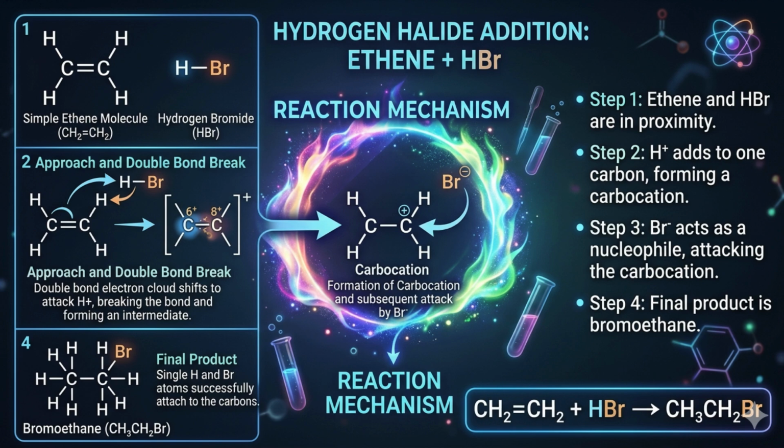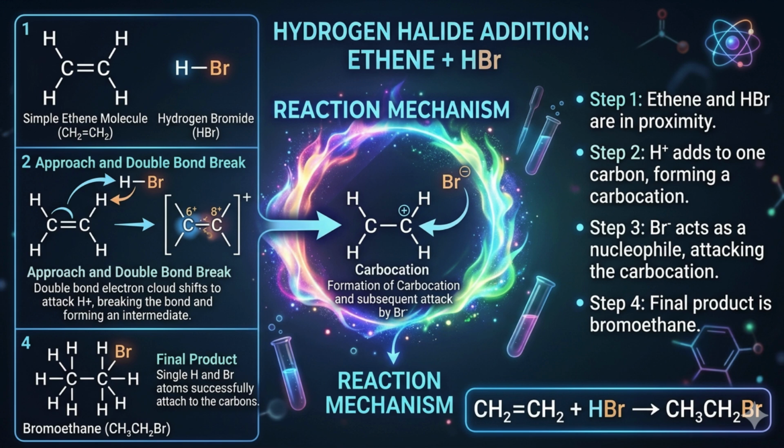First up, let's look at addition reactions by examining the mechanism of a hydrogen halide adding to an alkene, specifically, ethene reacting with hydrogen bromide. Step 1. The setup. We start with a simple ethene molecule, characterized by its carbon-carbon double bond, and a molecule of hydrogen bromide. At this stage, they are simply in close proximity.